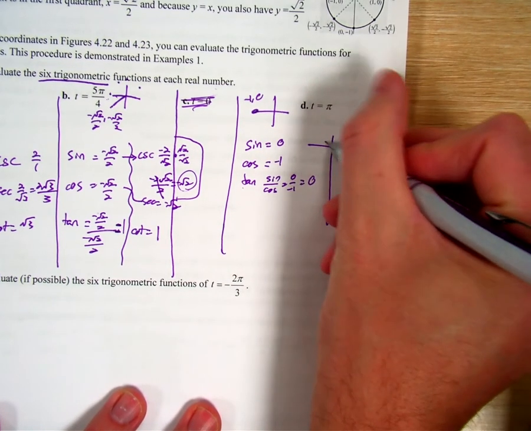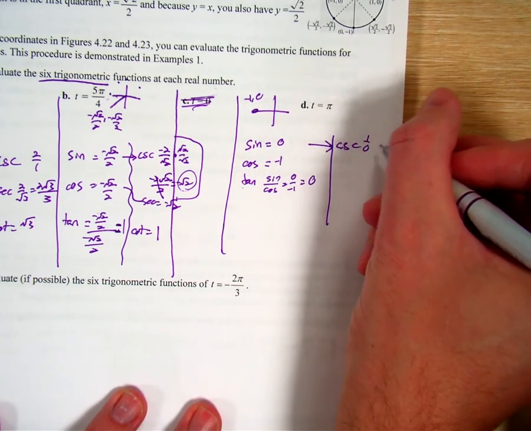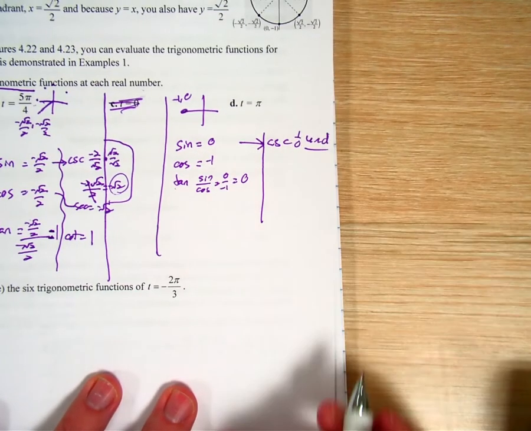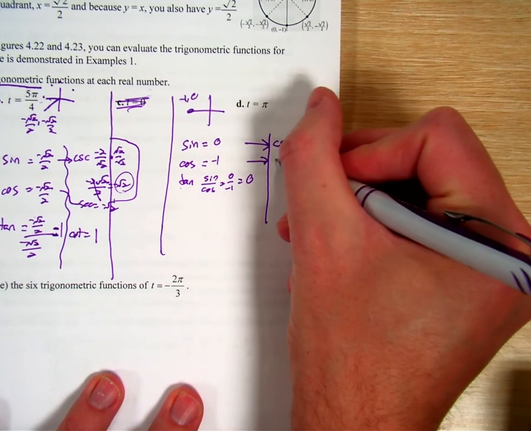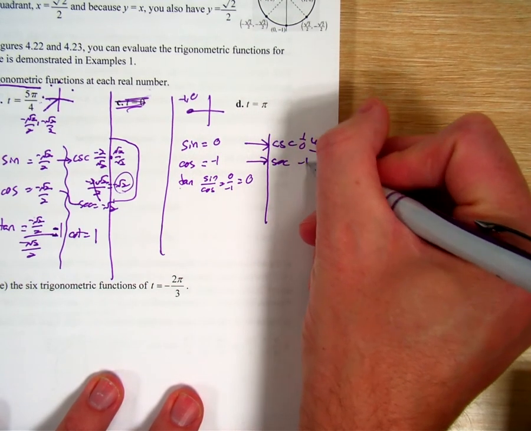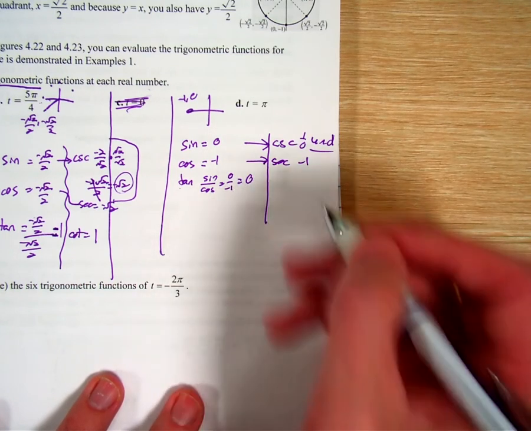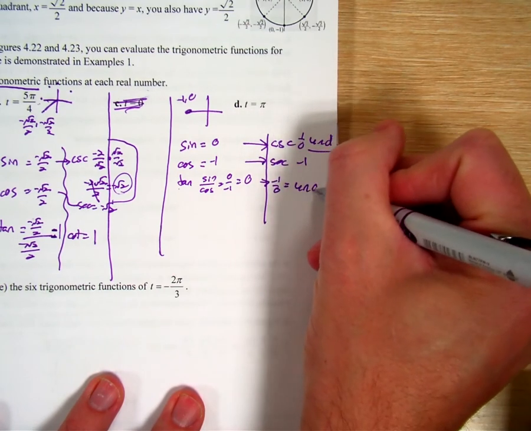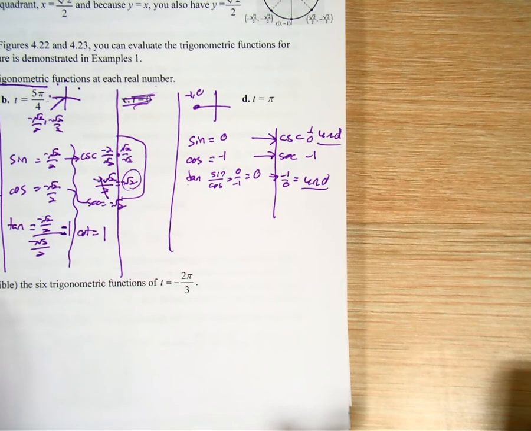Now the partner functions. Cosecant, if I flip 0 upside down to 1 over 0, that's undefined. Okay, can't divide by 0, undefined. Okay, if I flip -1 upside down, it's going to stay -1. And then if I flip this one, this was 0 over -1. If I flip this, now it's -1 over 0. And that is undefined as well. So undefined, -1, undefined. Remember that you can't divide by 0. Okay?